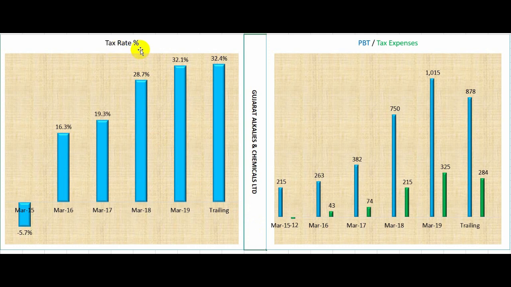Next, let us look at the tax rate percentage, as a percentage of the PBT or profit before tax. In March 19, the company paid a tax rate of around 32.1% on its profit before deducting the tax itself. In March 19, the company's profit before tax was 1015 crores. On that it paid a tax of 325 crores. So that's 32.1%. But recently the government has reduced the tax rate, so maybe that will get reflected in the next year.